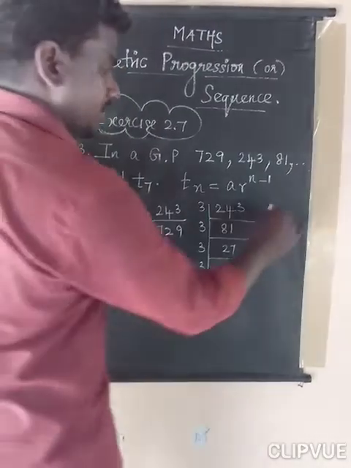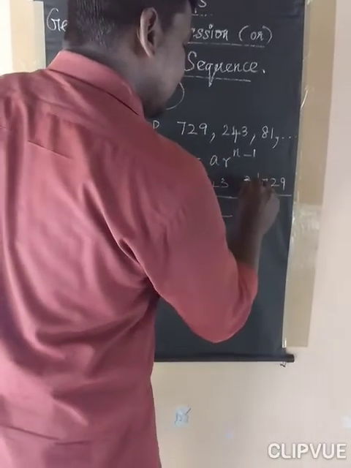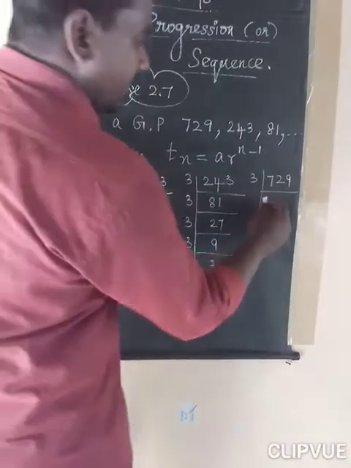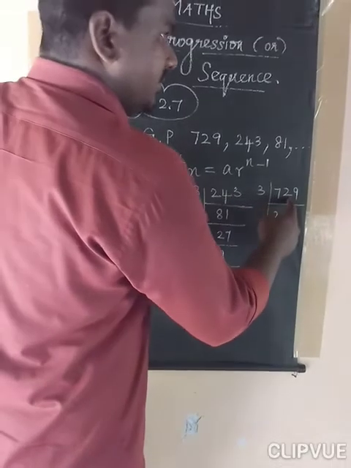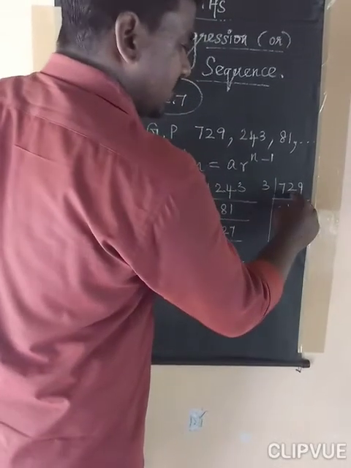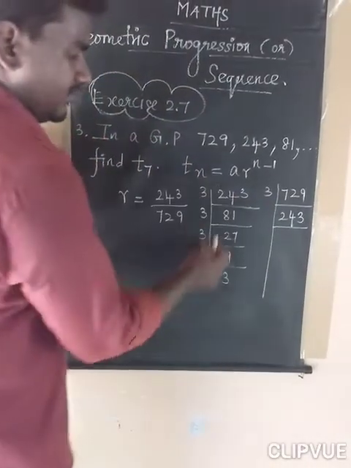Again 3. Next 729. 3 table. Again 3 table. So how many times? 2 times, 6, remaining 1. 12 is there, 4 times. 4 into 3, 12. Here 9 is there. 3 3s are 9. This 243 already we have written.